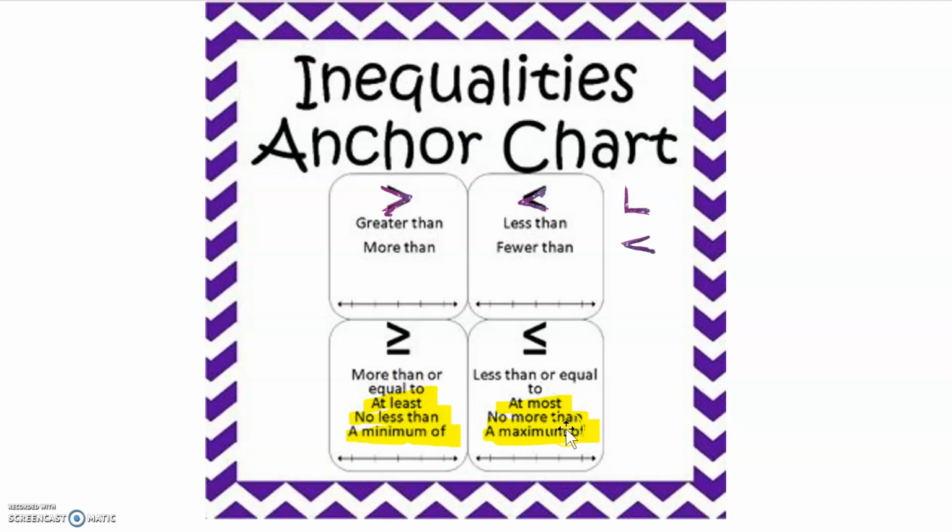These highlighted words right here were the words we noticed that you had the most trouble on and are always kind of the trickiest words to learn. So with greater than or equal to, things like at least, no less than, a minimum of. Those are all words that mean greater than or equal to. And then over here, the words like at most, no more than, a maximum of. Those are all words that mean less than or equal to.